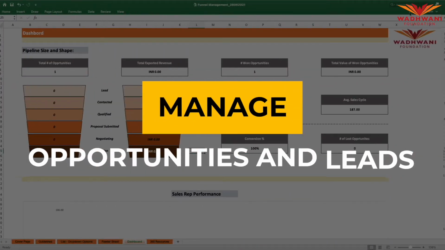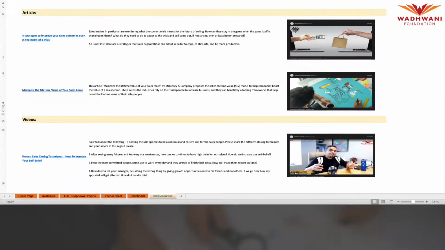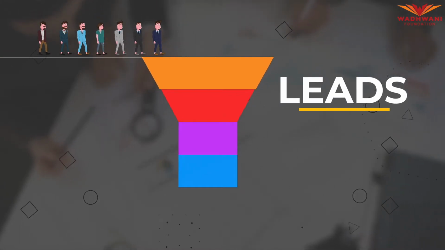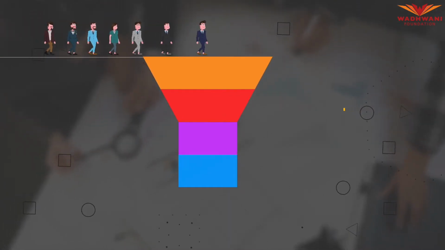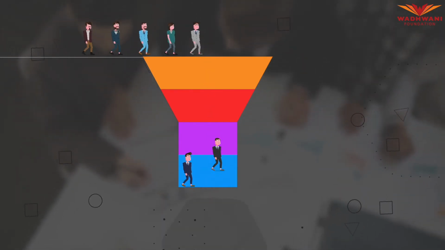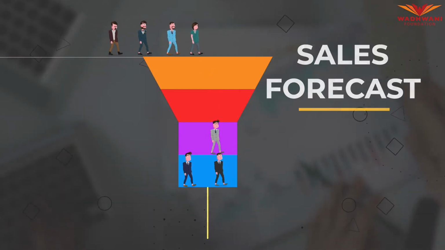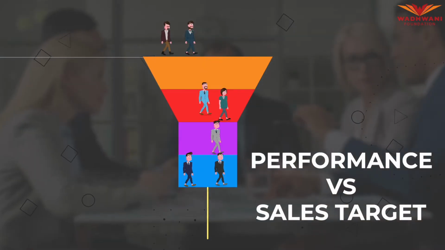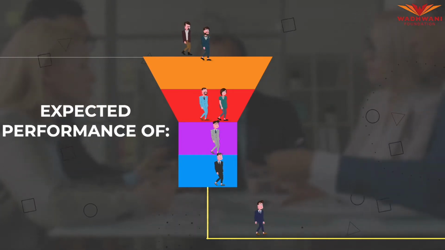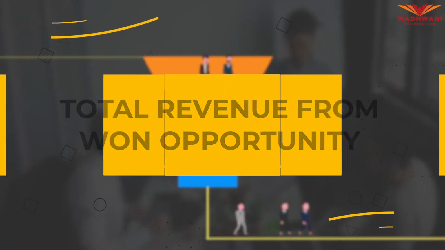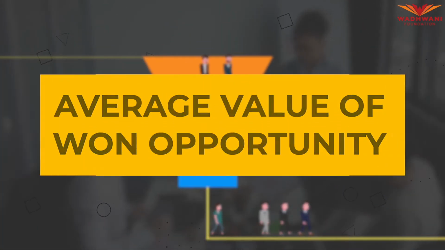The tool will help you answer some essential problem statements like: How many opportunities or leads do you currently have at different levels of the funnel? What is the expected revenue from all the opportunities in the pipeline? In other words, what is your sales forecast? How are your sales reps performing against the sales targets? What is the expected performance of all your sales regions and product categories? What is the total revenue from won opportunities? What is the average value of one opportunity?